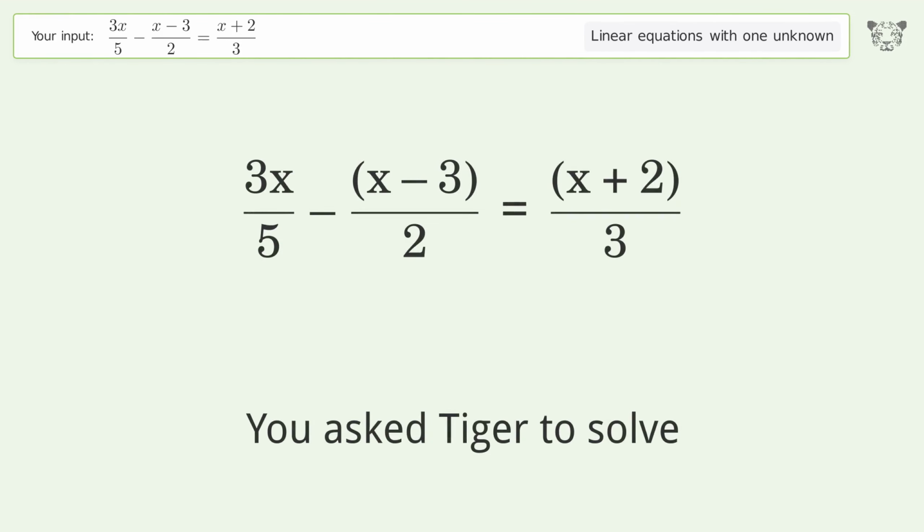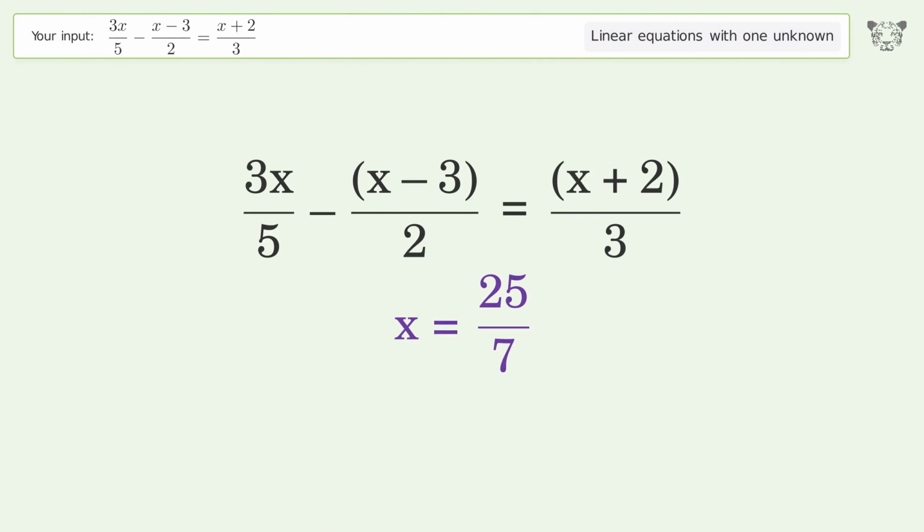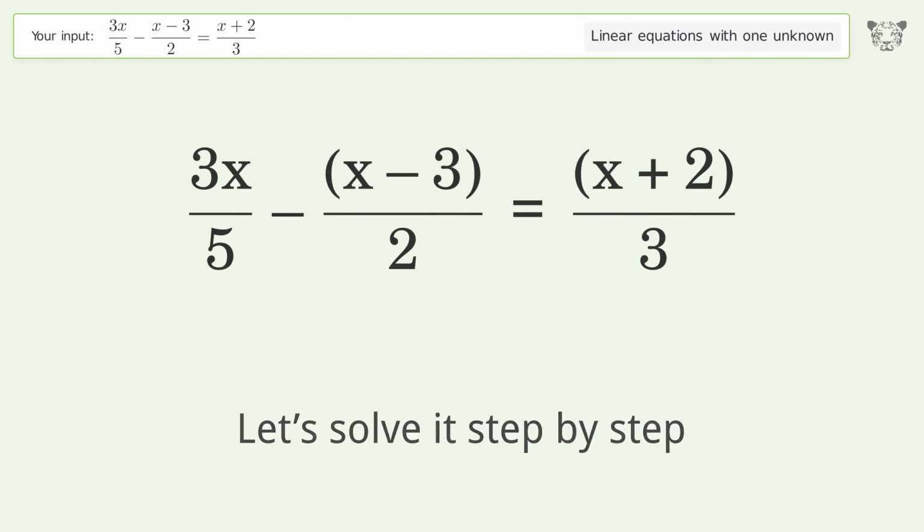You ask Tiger to solve. This deals with linear equations with one unknown. The final result is x equals 25/7. Let's solve it step by step.